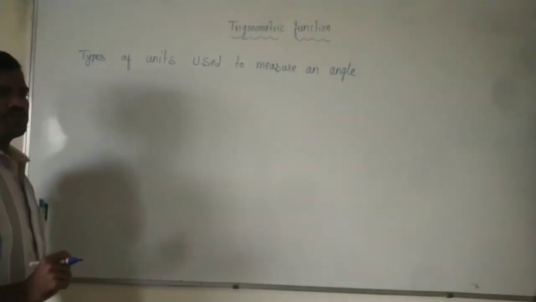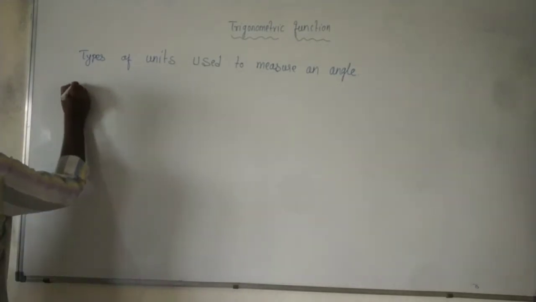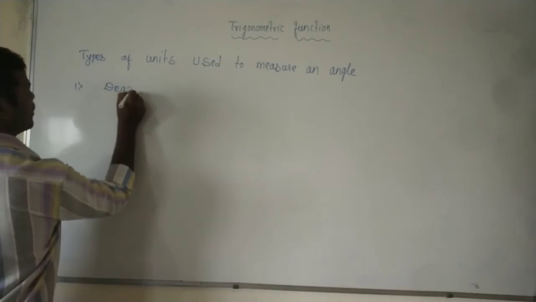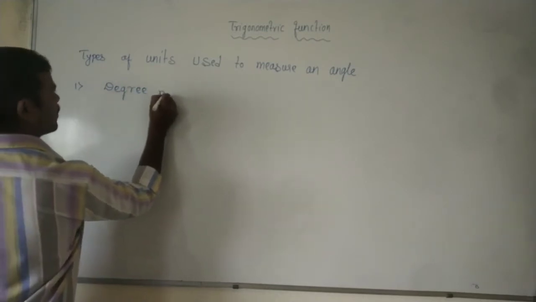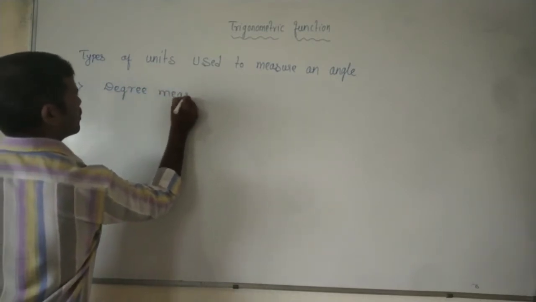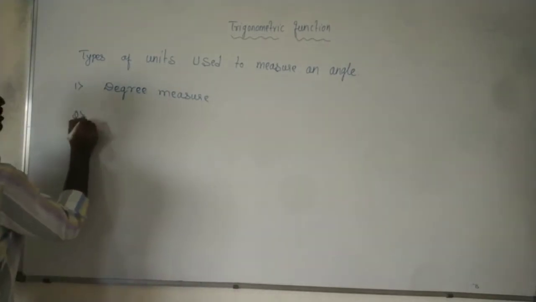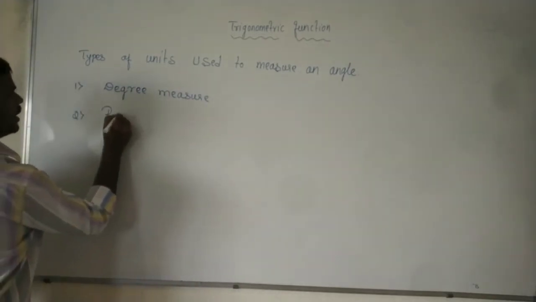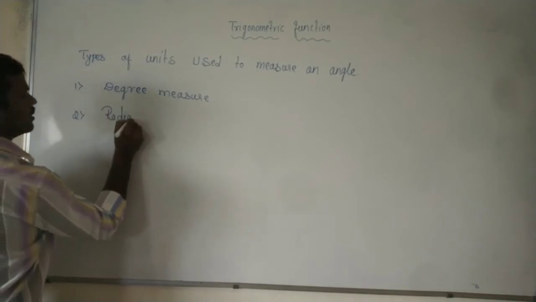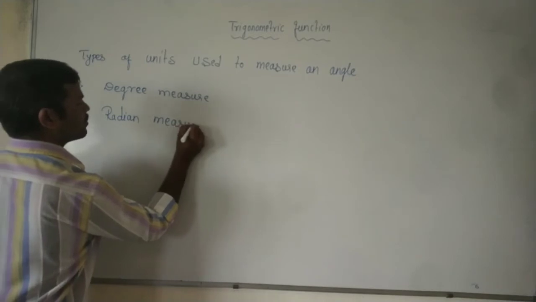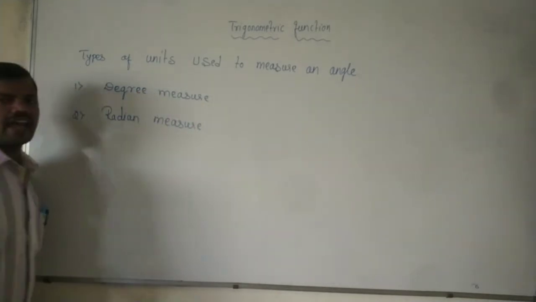So that is called a degree measure. And the second, for your syllabus, we have the radian measure. These are the two units we are using to measure an angle.